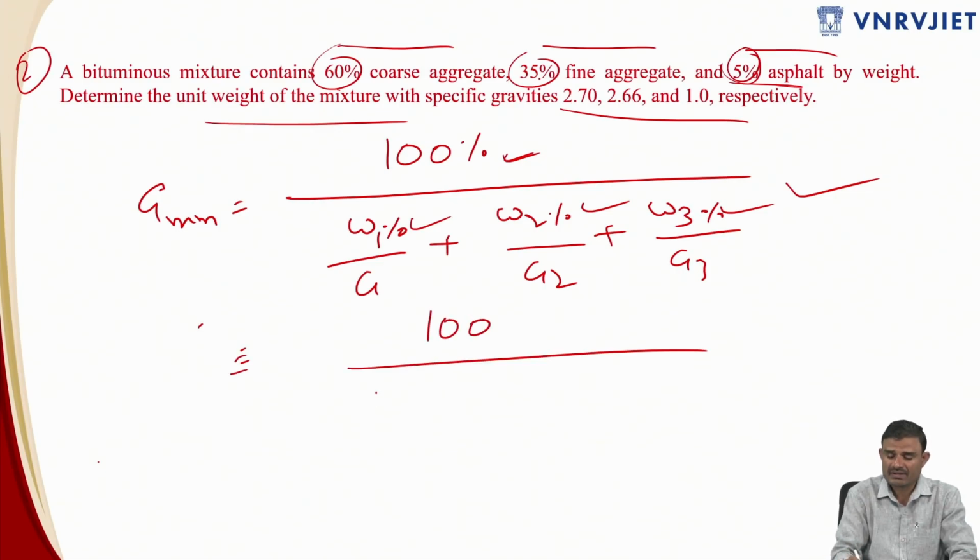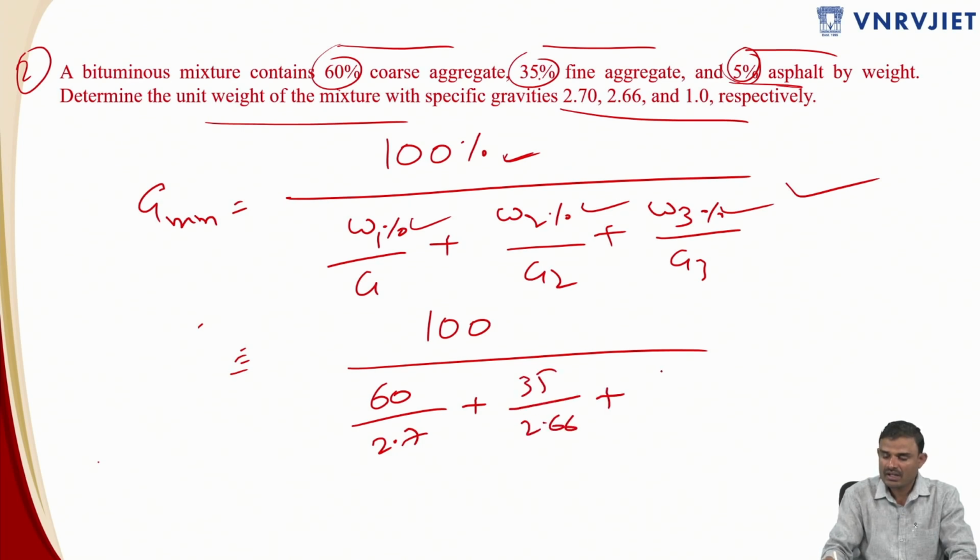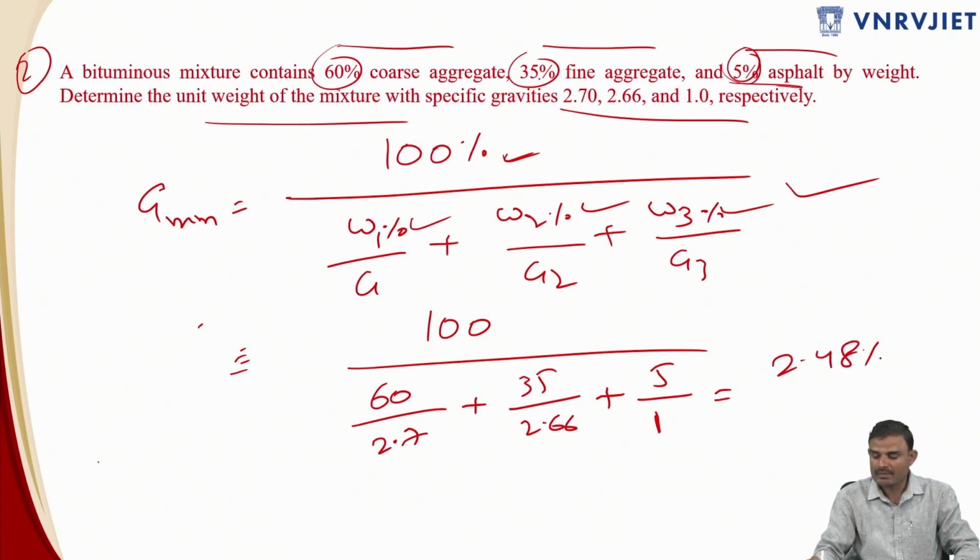In this condition, it is again percentage, so I'm going to take the percentages. The weight percentage of W1 is 60% divided by the specific gravity of coarse aggregate, 2.7, plus the weight percentage of fine aggregate, 35%, divided by 2.66, plus the weight percentage of the bitumen, 5%, divided by specific gravity 1. So you have to calculate this value, and you are going to get 2.48 as the GMM value.